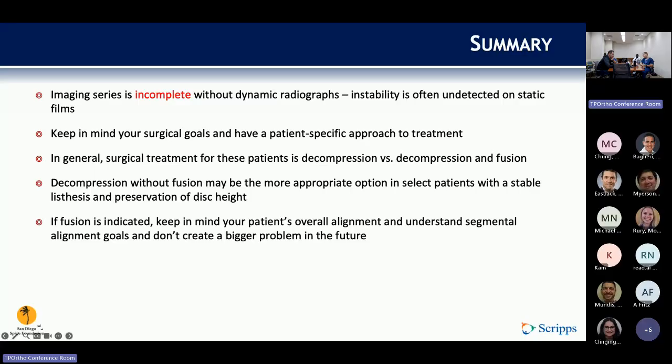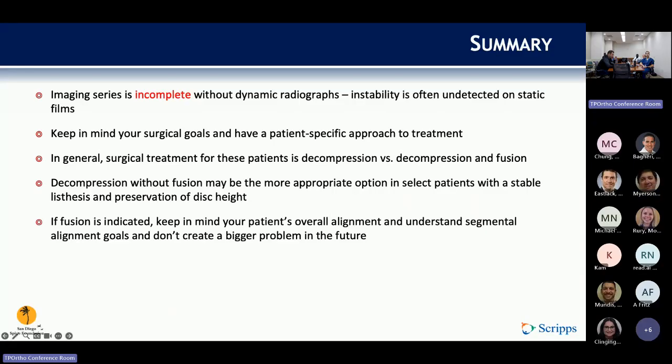The first is understanding that a complete evaluation is incomplete without dynamic imaging. It was highlighted earlier that subtle instability can be elucidated on flexion or extension x-rays and ultimately can drive management in a certain direction. So something to keep in the back of our head.